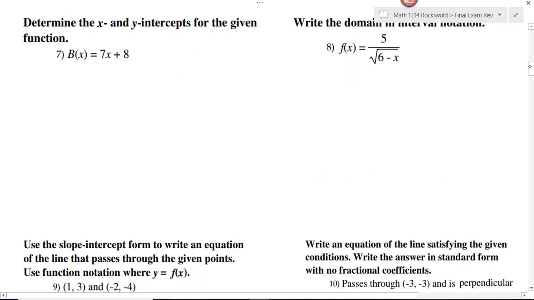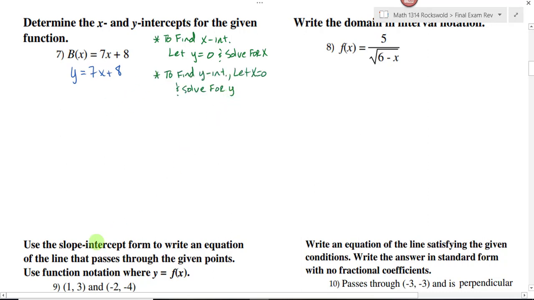Number 7, we're asked to determine the x and y intercepts for the given function. This is function notation, but I could also write y equals 7x plus 8. How do I find x-intercepts? To find your x-intercepts, we let y equal 0 and solve for x. How do we find y-intercepts? Which do you want to find first here?